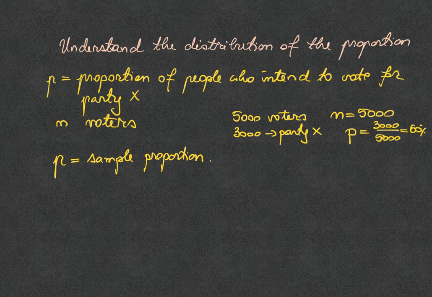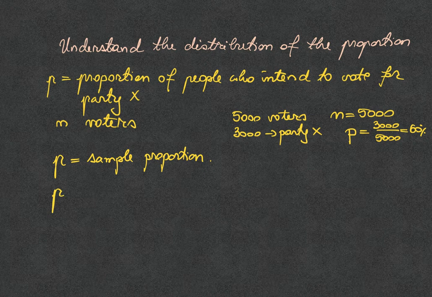However, this is just one particular sample. This is what we do in reality. We just take one good, unbiased sample. But we want to know, for all samples of size n, what is the mean and the standard deviation of the proportion. So let's form this distribution.